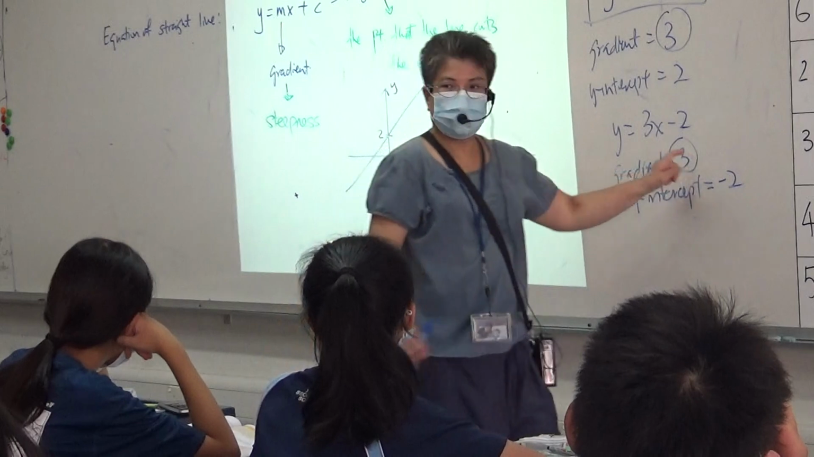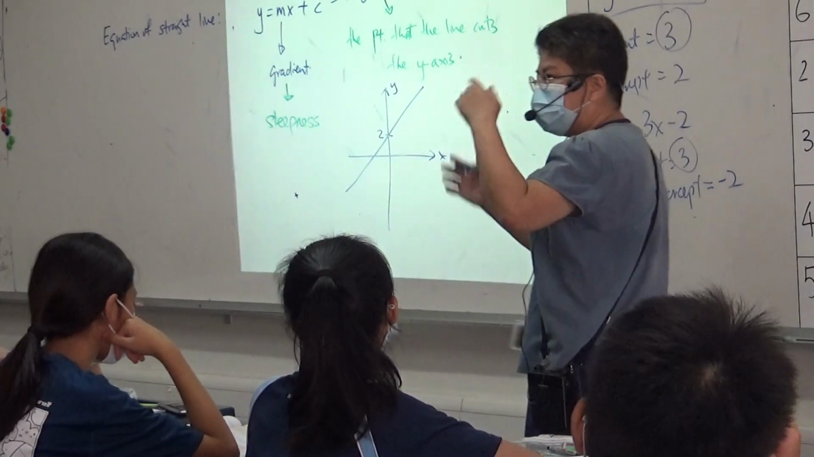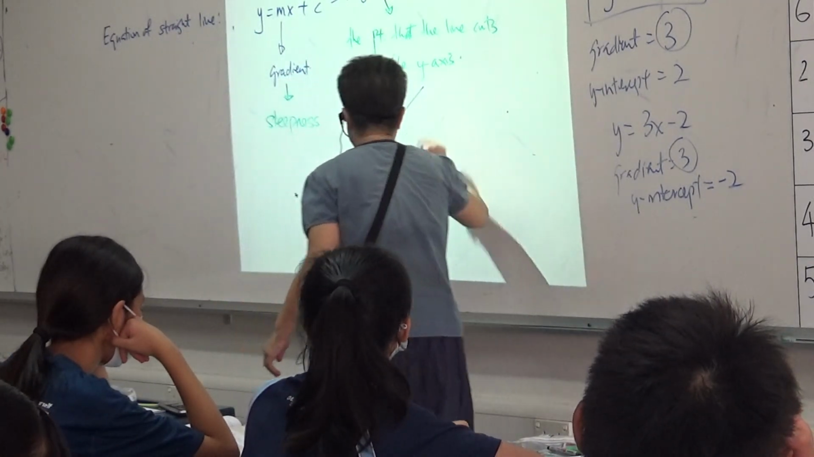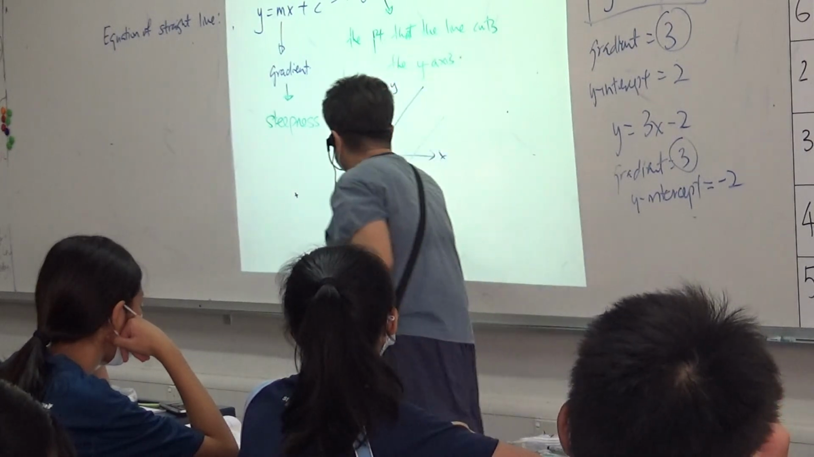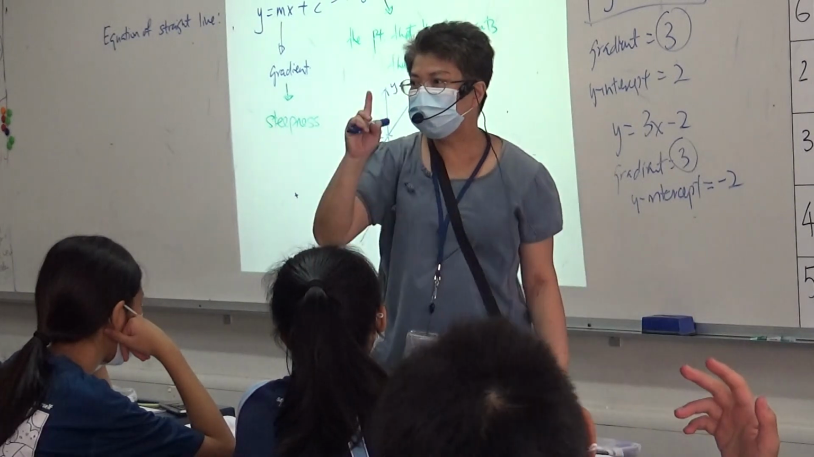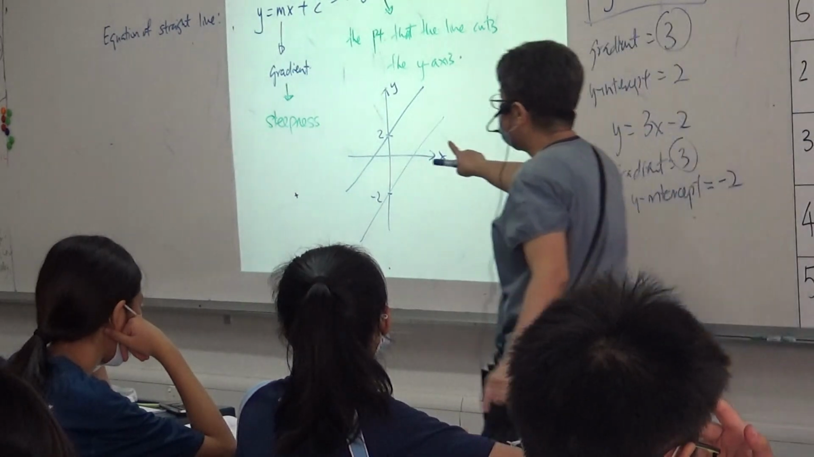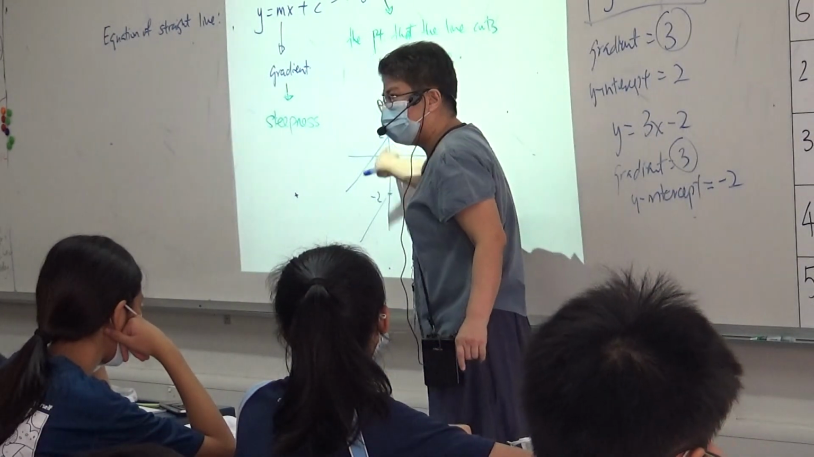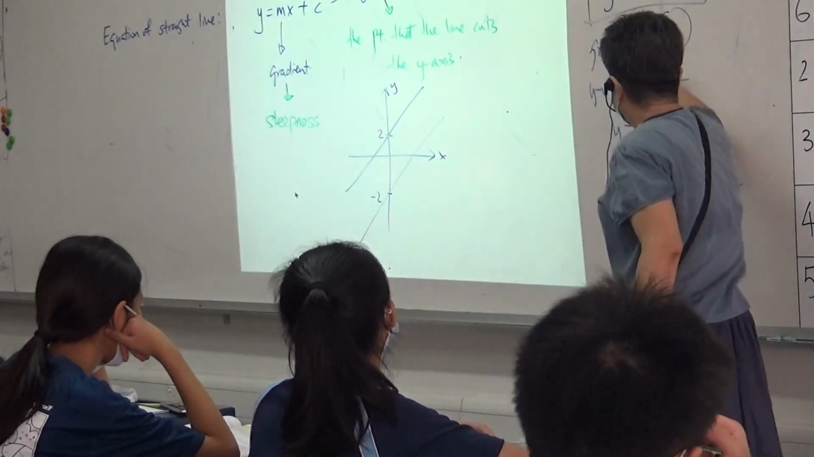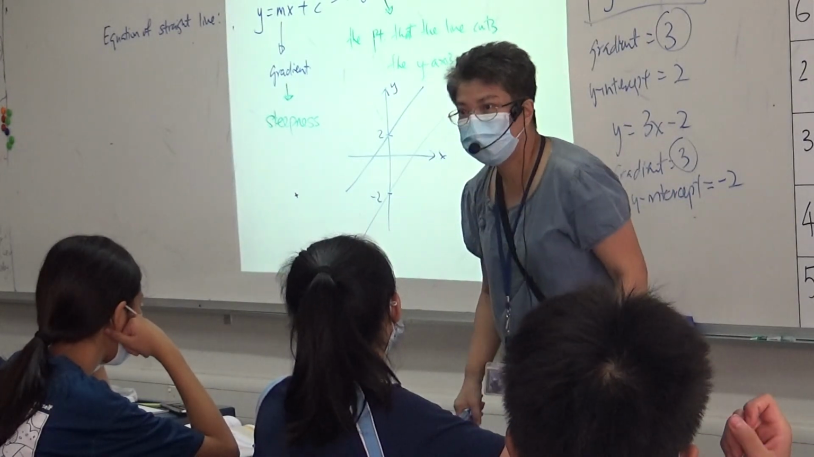Understand? How about the second equation? The gradient is the same, right? It's equal, which is also 3. Now, equal gradient means the line will slope the same way, right? That means I will have a parallel line. Then it will cut at where? Not 2, but -2. This is the meaning of y-intercept. Everybody clear? Y-intercept means the point whereby the line cuts the y-axis. Gradient is the slope. If the gradient is the same, that means the two lines are parallel. Everybody clear with what I'm saying?